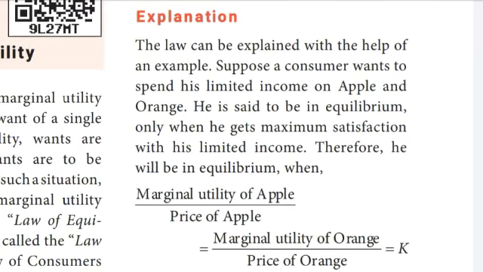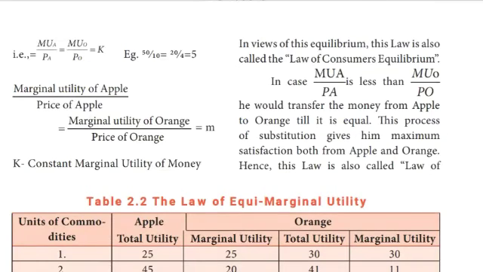Explanation. The law can be explained with the help of an example. Suppose a consumer wants to spend his limited income on apple and orange. He is said to be in equilibrium only when he gets the maximum level of satisfaction with his limited income. Therefore, he will be in equilibrium when the marginal utility of apple divided by the price of apple is equal to the marginal utility of orange divided by the price of orange is equal to K. That is, MUA/PA = MUO/PO = K.